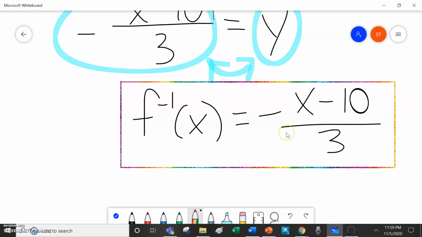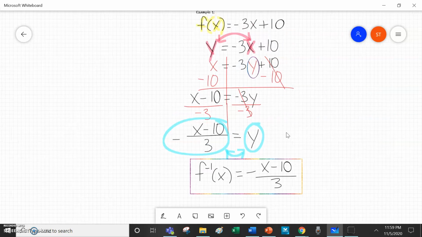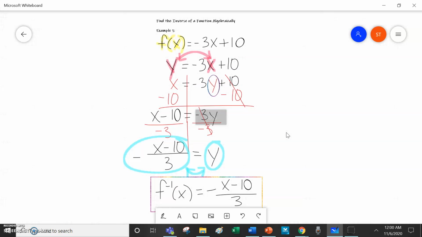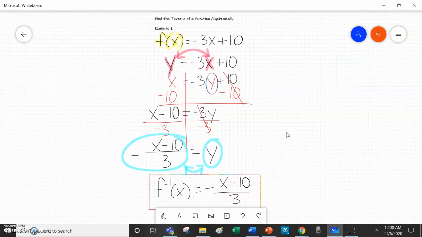So, looking at everything all together, my initial function was f of x equals negative 3x plus 10, and my inverse function when I look for it algebraically is f inverse of x equals negative x minus 10 divided by 3.